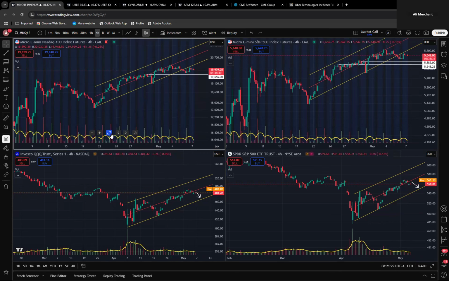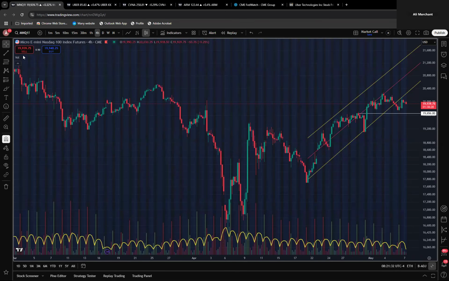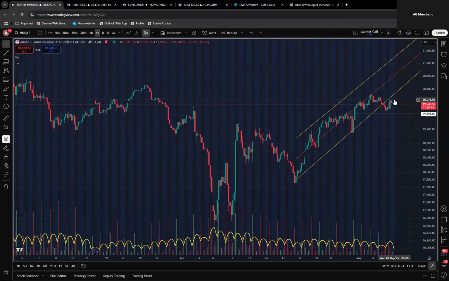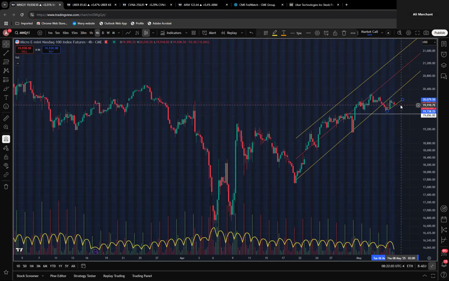Yesterday we saw that MNQ Nasdaq 100 futures broke through the upward channel. Then we tested this channel and we are still below it. If I draw a small trend line here, it seems like we're sitting at this trend line, which is about 19,910. We are right now at 19,039. So we are sitting at a crucial support.